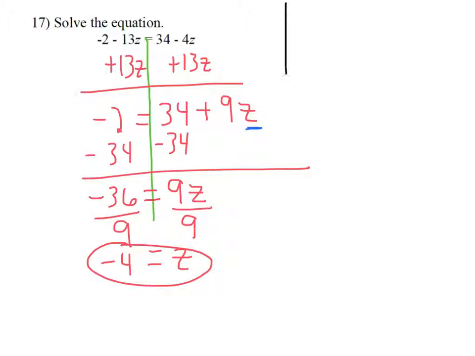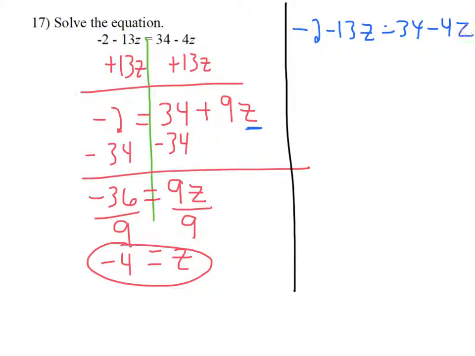What if we had done it the other way? Let's write the equation again. -2 minus 13z equals 34 minus 4z. In the first way that I did it, I moved the 13z. But I did tell you that you have an option there. I could have moved the 4z first.